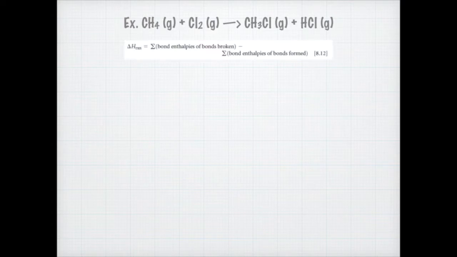So here's your formula. Notice it's the bond enthalpies that are broken, which is your reactants, minus your bond enthalpies that are formed. Your bond enthalpies will always be positive values, and therefore in order to represent that, our reactants go first, and then we take the negative of the bond enthalpies of our products. And keep in mind that that symbol represents the sum, so we're going to sum all the bond enthalpies that are broken and subtract from that the bond enthalpies that are formed.